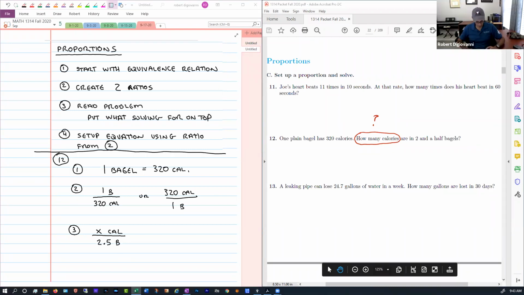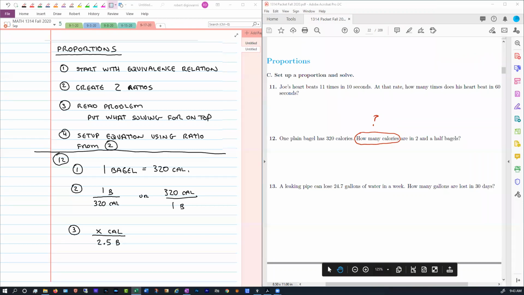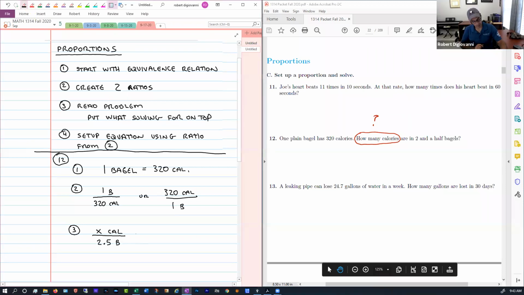How about Emily? Is Emily around? Yes, I'm here. Okay, so Emily, are you following along okay? Yes. Okay, so what would I do now? I've set up, I put what I want on top and the rest of the information on the bottom. How am I going to use that now? So you would set it equal to the second equation that you wrote. Yep, exactly. The calories on top, so 320 cal over 1 bagel, like that. So we're using this one because calories was on top. We're going to ignore the first one.